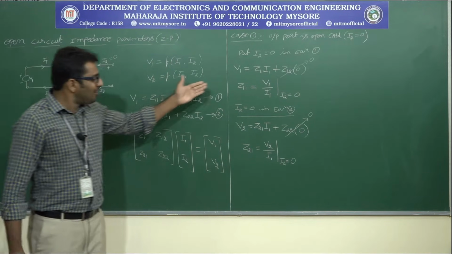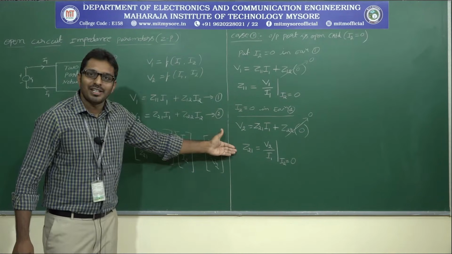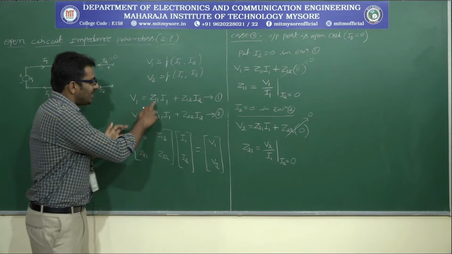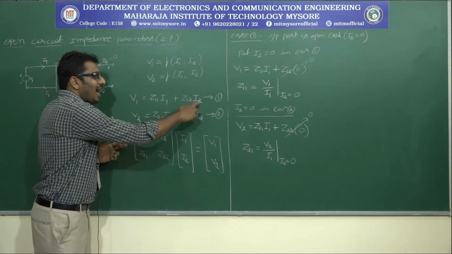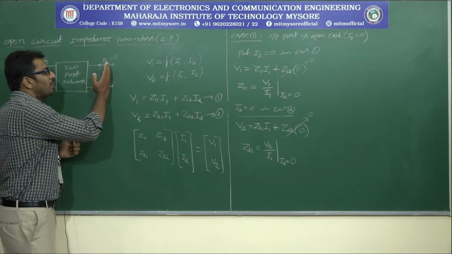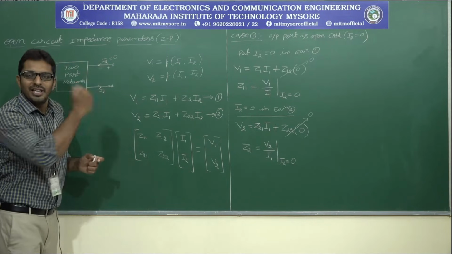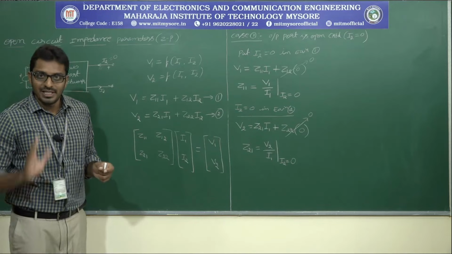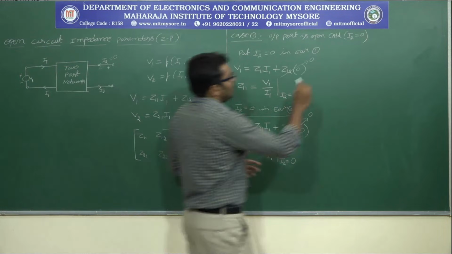Okay. In order to obtain these two parameters, Z11 and Z21, I2 must be 0. How to make I2 0? Just make the output port open circuited. Just remove the load, then I2 becomes 0. This is case 1. Now, case 2.